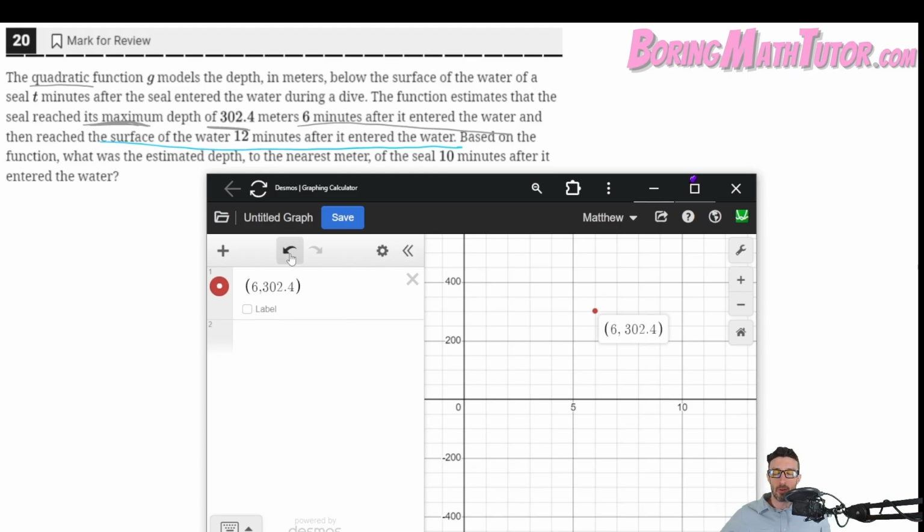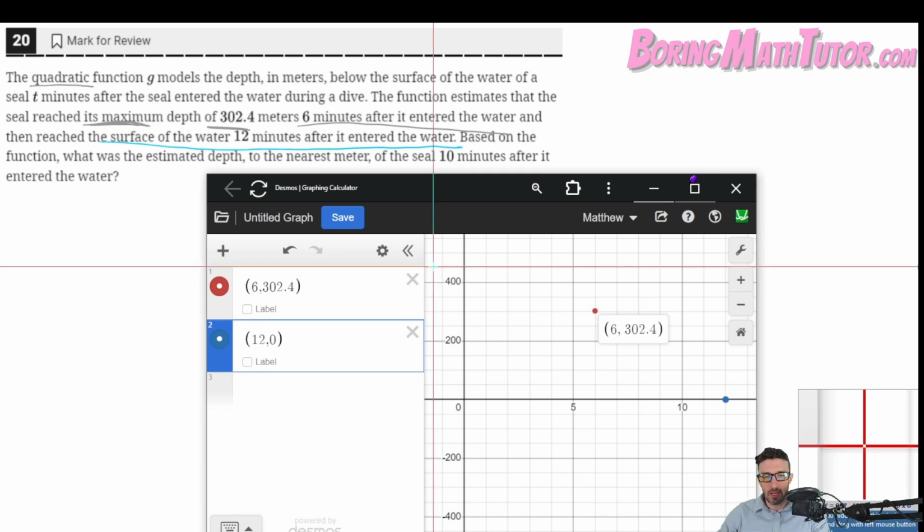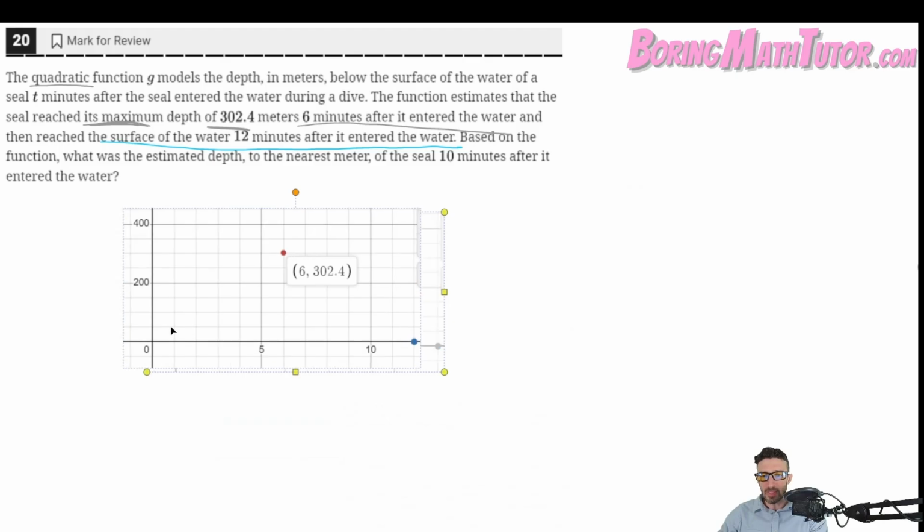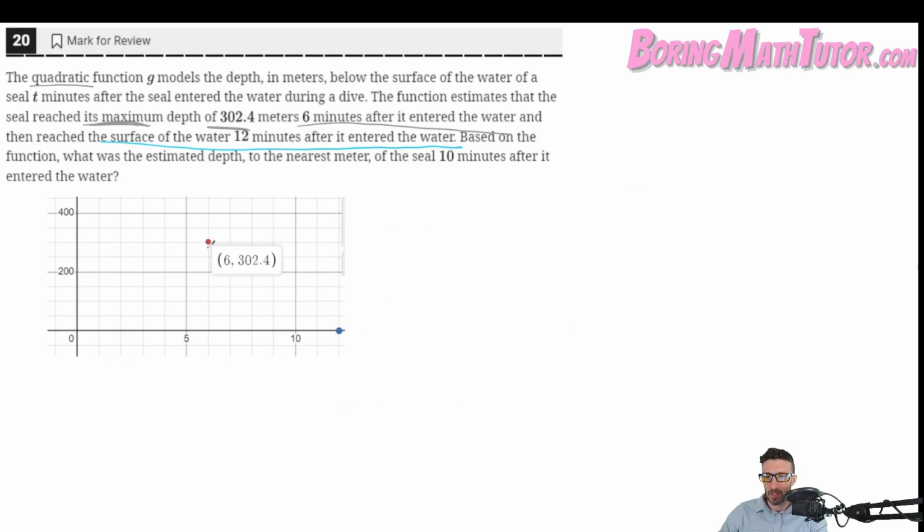But we also know another point. We know that 12 minutes after it entered the water, it hit 0 because it hit the surface. So in other words, it has no depth there. But remember, this is the maximum. So when you think about what this is going to look like, it's got to have symmetry going on around the maximum. So that means if it's hitting 6 to the right of the 6 at 12, that must mean it's also hitting over here 6 to the left of the 6 at 0. So that gets us an extra point, actually.